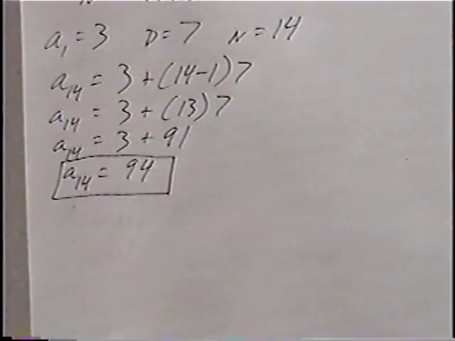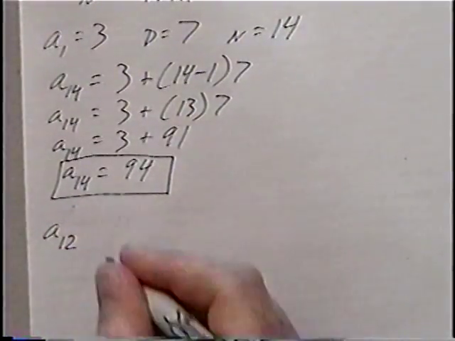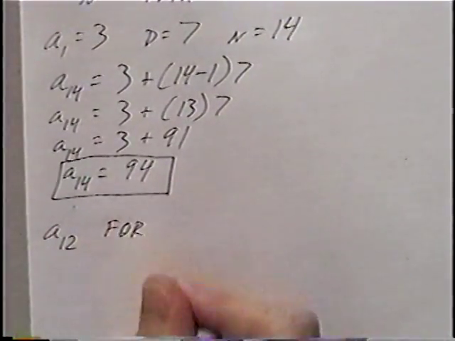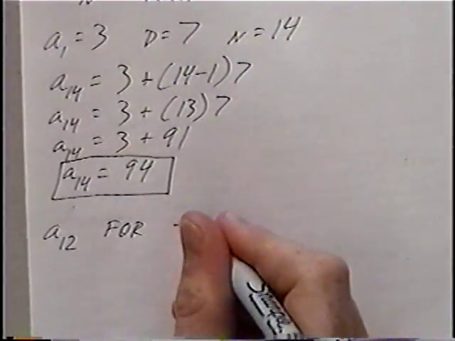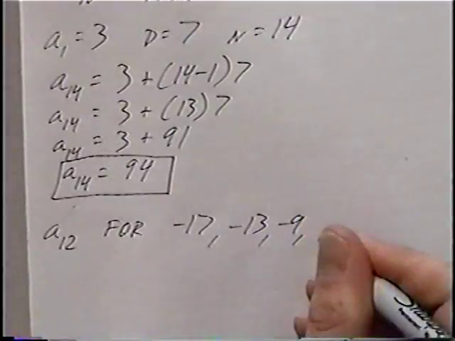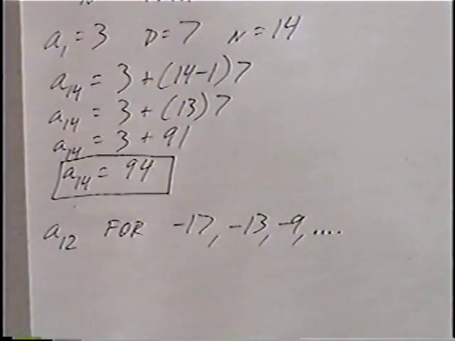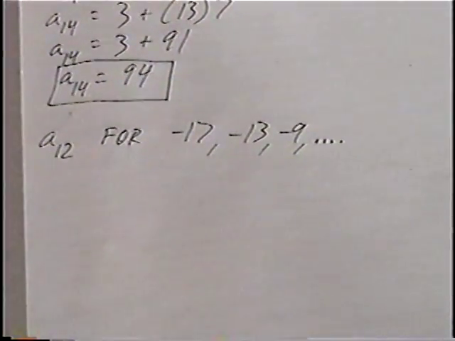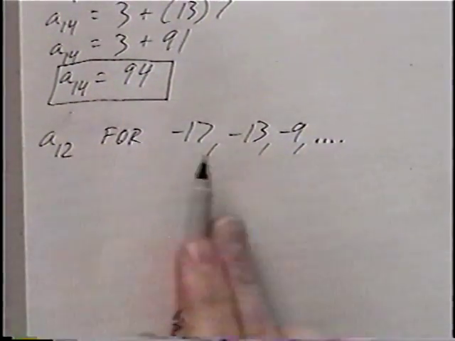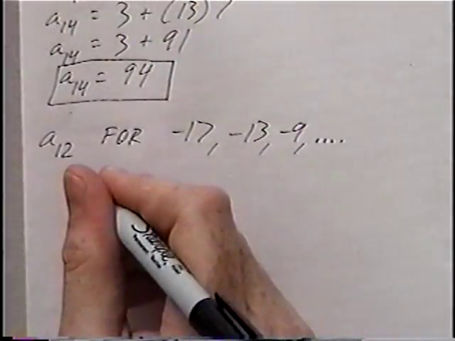Last question for this section. A sub 12, or the 12th term, is what we're looking for. And we'll use the sequence negative 17, negative 13, negative 9, and so on, as the sequence goes on forever. For this problem, again, we'll be looking for the 12th term. A sub 1 is the first term, which would be negative 17.